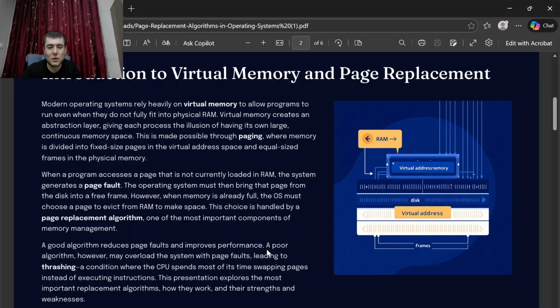A poor algorithm, however, may overload the system with page faults, leading to thrashing, a condition where the CPU spends most of its time swapping pages instead of executing instructions. This presentation explores the most important replacement algorithms, how they work, and their strengths and weaknesses.